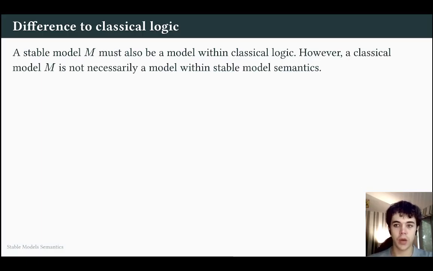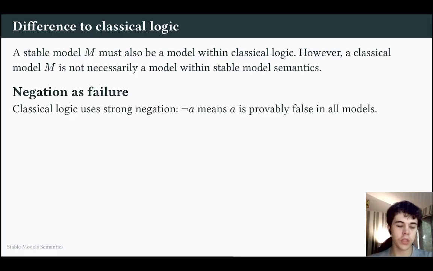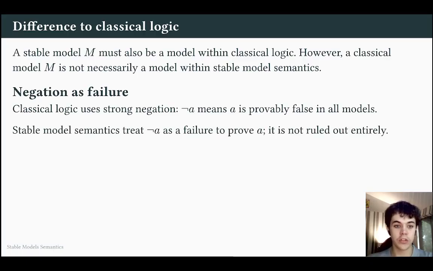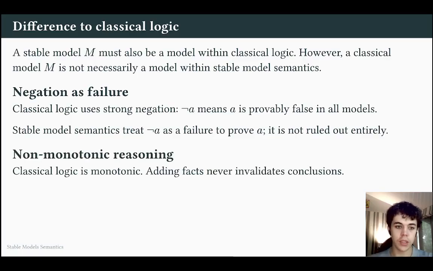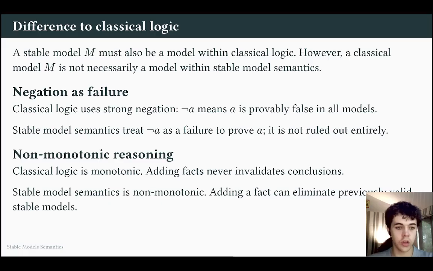The difference to classical logic is that a stable model M must also be a model in classical logic. However, a classical model M is not necessarily a model within stable model semantics. Classical logic uses strong negation, where not A means A is provably false in all models, so A is a contradiction. Stable model semantics treat not A as a failure to prove A. It is not ruled out entirely. Classical logic is also monotonic, as we've discussed in the previous slide. Adding facts never invalidates conclusions, whereas stable model semantics is non-monotonic.